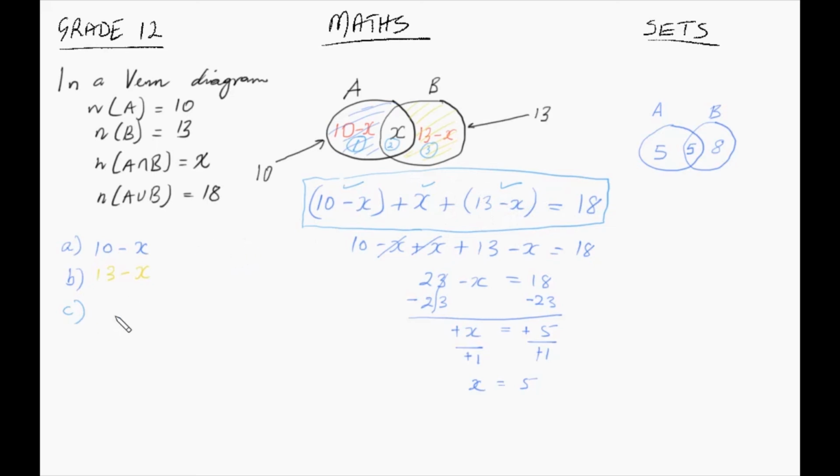They could say that is C. So C would be this: 10 minus x, plus x, plus 13 minus x, so that is 18. Now look at this question. They say, hence find the number of elements in both A and B.